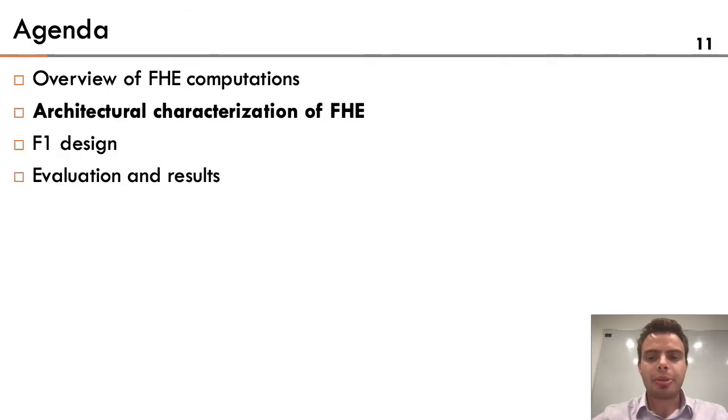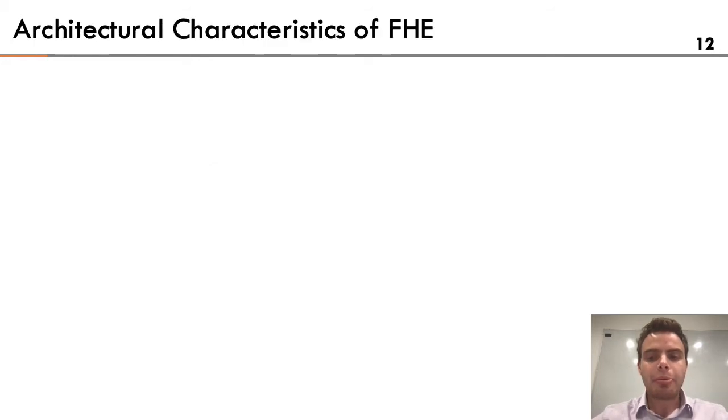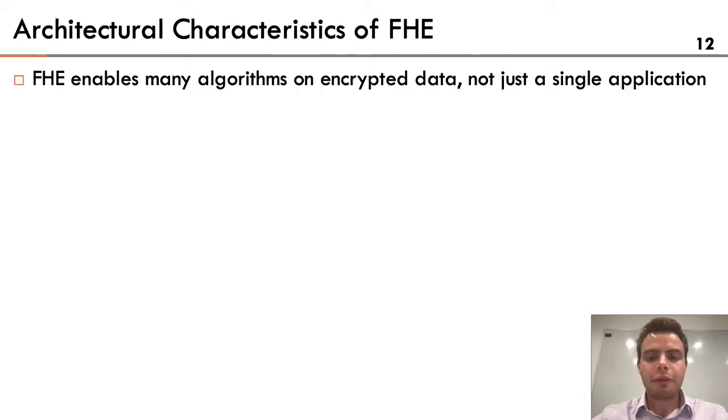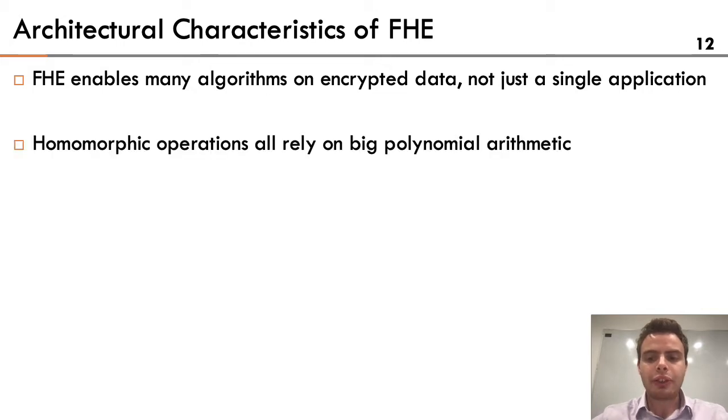We will now analyze some of the architectural characteristics of FHE. Now that we've gotten a bit of a taste for FHE computations, let's talk about what we need to do to design an effective FHE accelerator. First, FHE isn't a single application. We're not accelerating encryption or decryption. We're accelerating the computations on encrypted data. These computations are general purpose, and we want to accelerate all of them. While these computations are quite diverse, they all rely on big polynomial arithmetic.